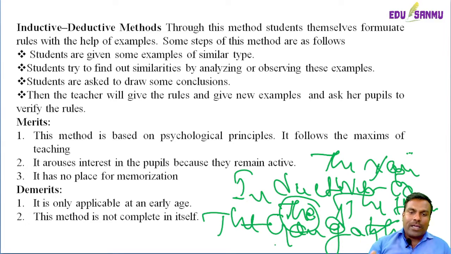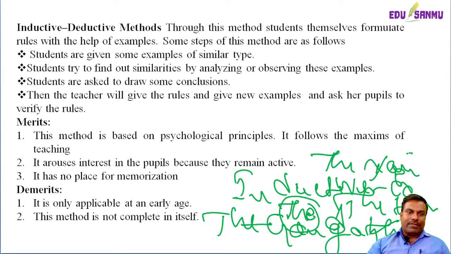So if you give the examples one by one, the students will automatically learn that. Then there is no need of any memorization in this method. Totally, this method avoids memorization. Then what are the demerits of this method? The main demerit is it's applicable only for the early stage, like primary stage.